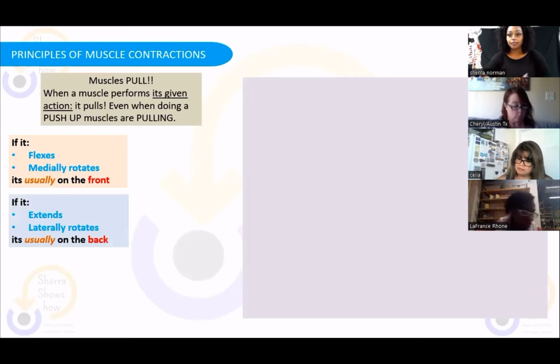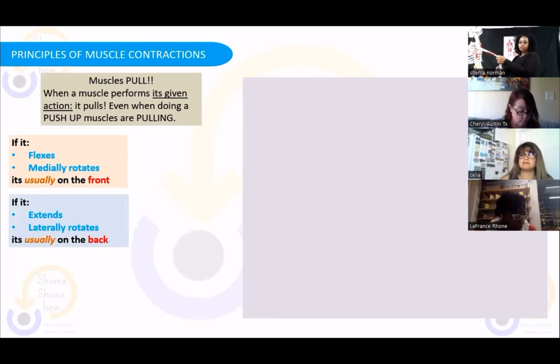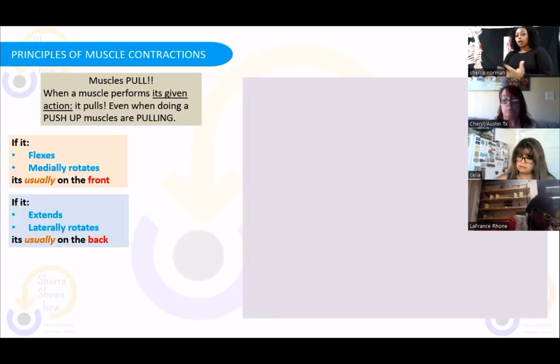And by that same token, if it extends, it's probably on the back. Because if I'm going to pull into extension, I'm going to be behind to pull it into extension. Pull the elbow into extension, pull the wrist into extension. These muscles are usually on the back. That goes into abduction and adduction of the scapula too. If it's on the back, it's probably going to pull the scapula into adduction. If it's on the front, it's going to pull it into abduction. And we'll talk about those actions as we go through them.